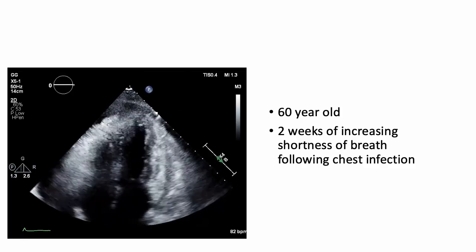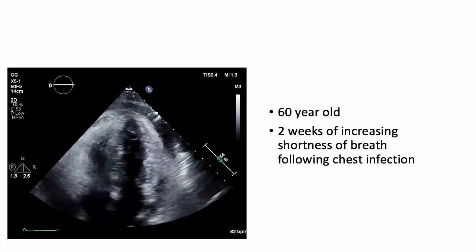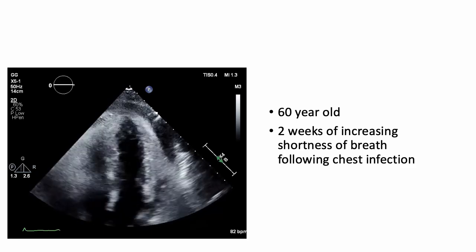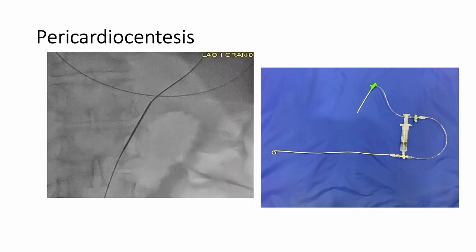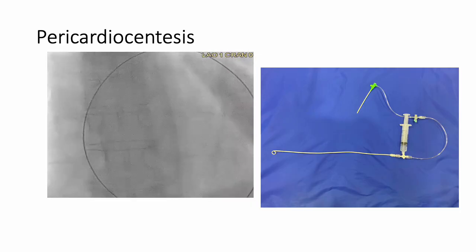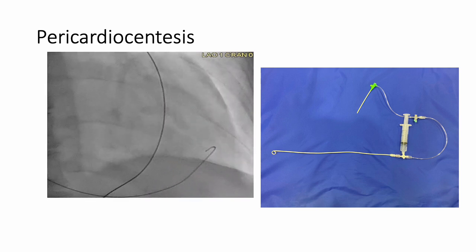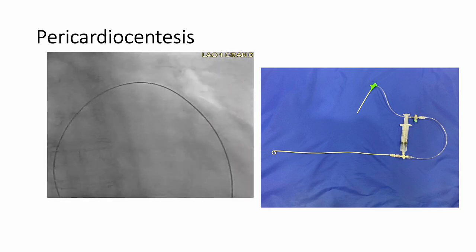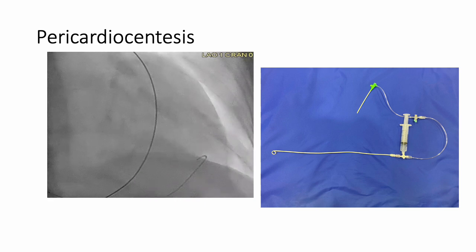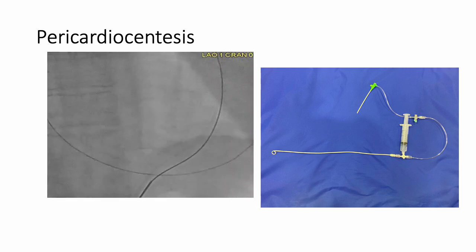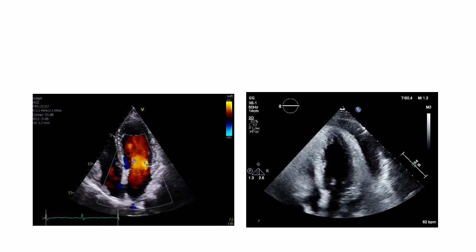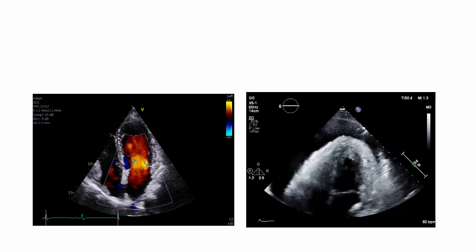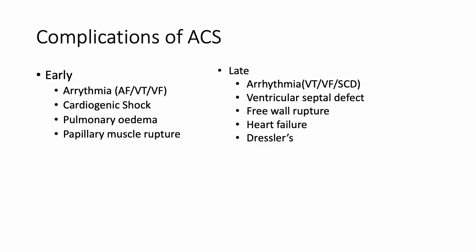So this is just a 60-year-old woman. She had a chest infection, and then she had 2 weeks of increasing shortness of breath and came in hypotensive and shocked. And we do exactly what I showed before. Put a needle in, put a wire in. We can use the X-ray to tell that we're in the pericardial sac and not in the pulmonary artery, which is what happens if you push it through into the right ventricle. Drain it, and you can see that fluid's all gone away once we've drained it.